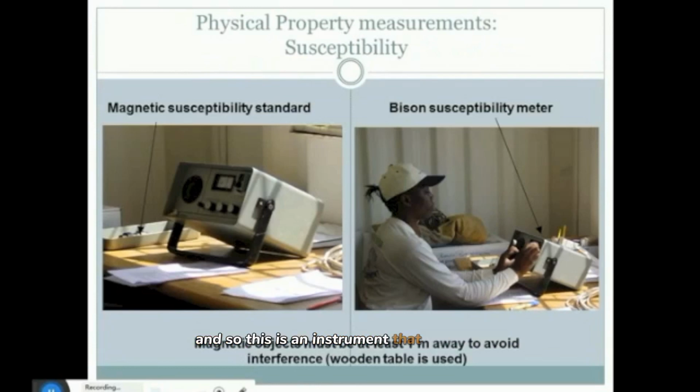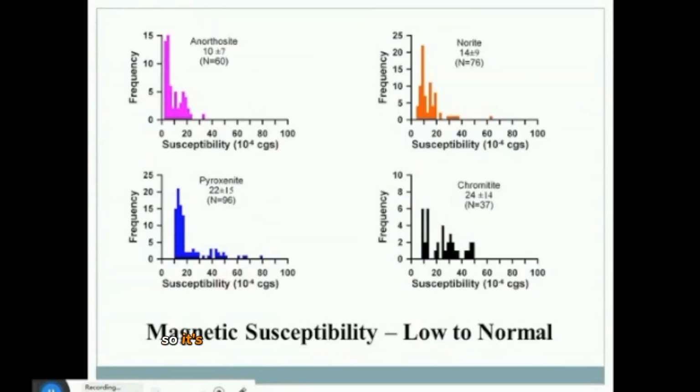And so this is an instrument that you would use when you go on field school and you collect samples and you take measurements from them. You can see it even needs to be on a wooden table because we're not allowed anything magnetic around. So it's important to take these measurements.